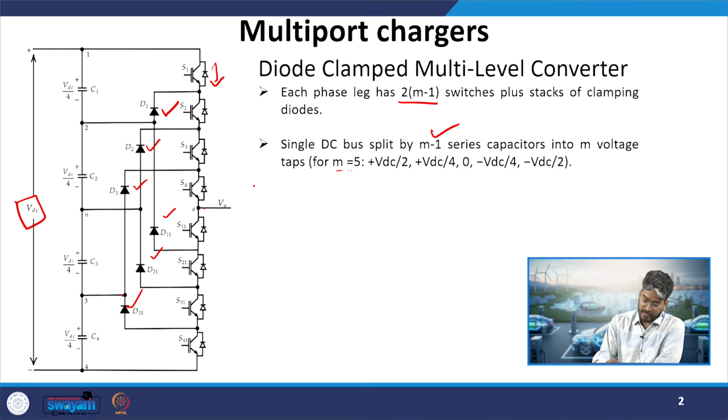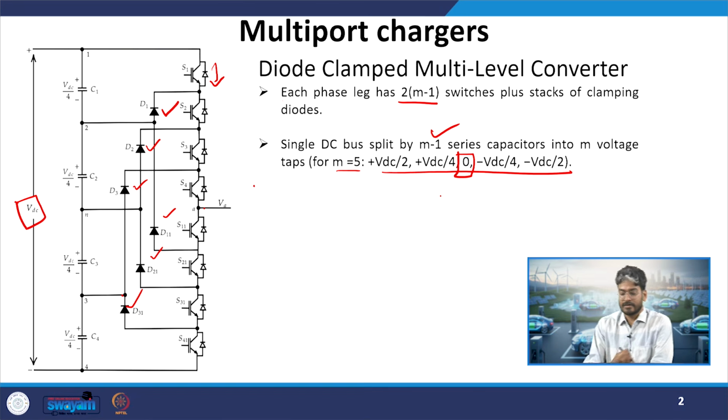So, here for 5 level, these will be the 4 voltages for different voltage levels, including the 0 state. That is why we say this is a 5 level converter. So, what is the meaning of the number in 5 level converter, 7 level converter? It is representing the number of discrete voltage steps it can produce at the output AC voltage, that is across the VA terminals. When I implement this converter in a practical application, I will see that it will produce 5 different voltage levels at VA.